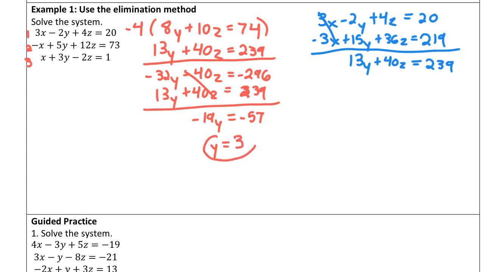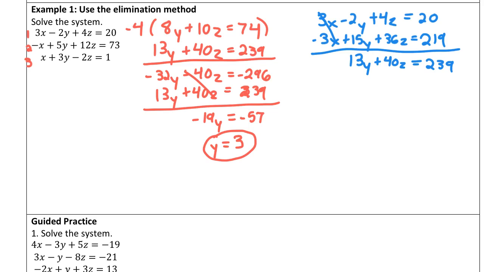And I know that seems like a lot of work to just get one of the three variables because we're essentially 1/3 of the way through right now. But the nice thing is that I can take this y equals 3 and plug it into one of my equations that I got with y and z, and I can solve that for z. So I'm just going to plug into the 8y plus 10z equals 74.